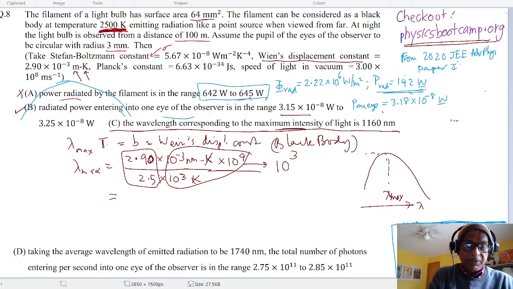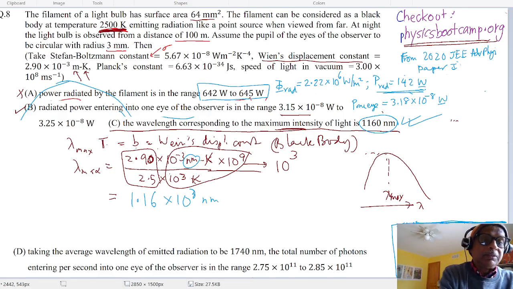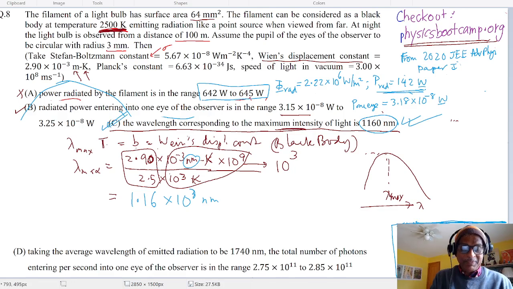So I found it: 1.16 times 10 to the power 3 nanometers, which is correct. So C is correct. Okay, so now we have reached the last one, and let me erase and come back to you.